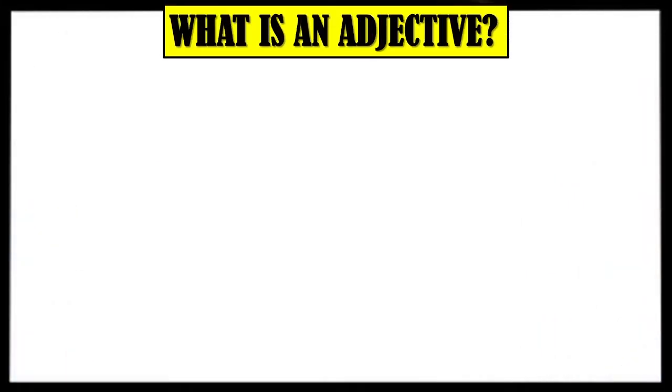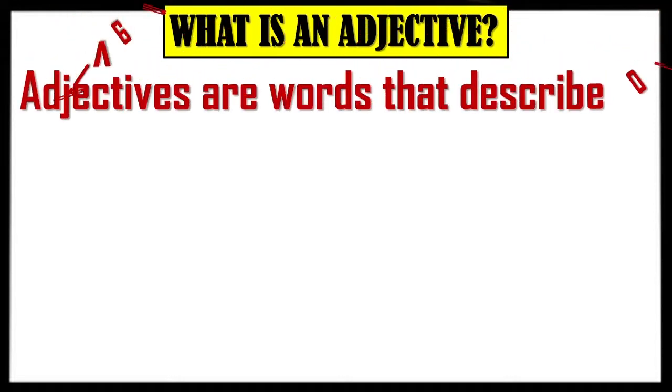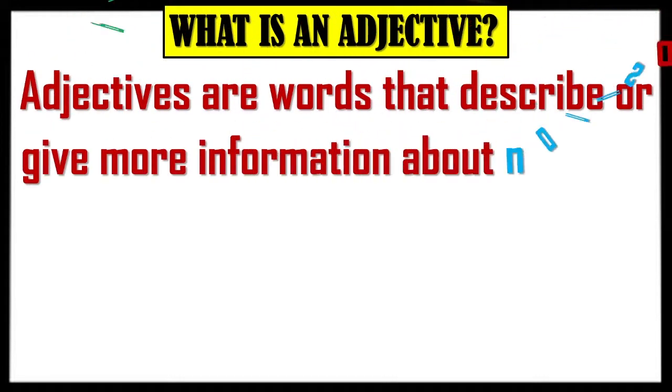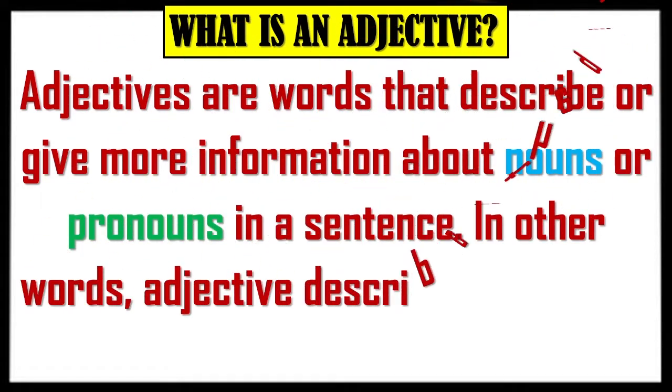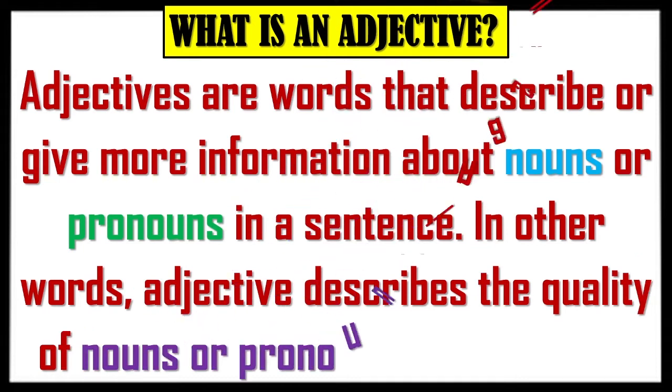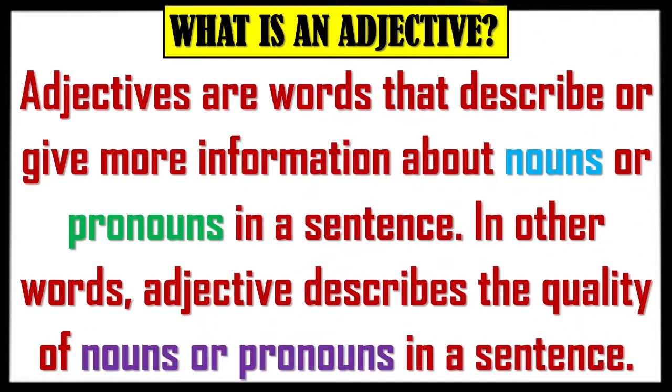What is an adjective? Adjectives are words that describe or give more information about nouns or pronouns in a sentence. In other words, adjectives describe the quality of nouns or pronouns in a sentence. Take note of that. They give us more information about nouns or pronouns in a sentence, or they describe the quality of nouns or pronouns in a sentence.